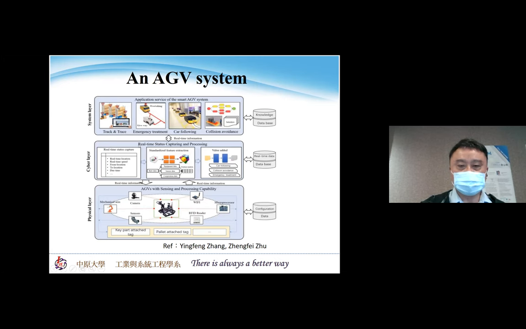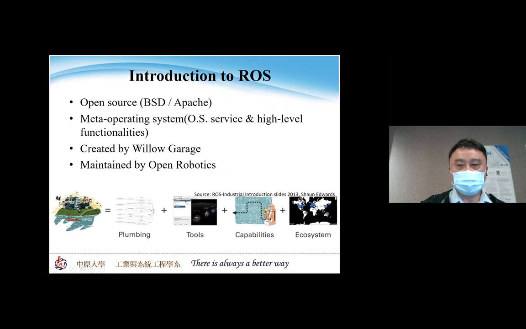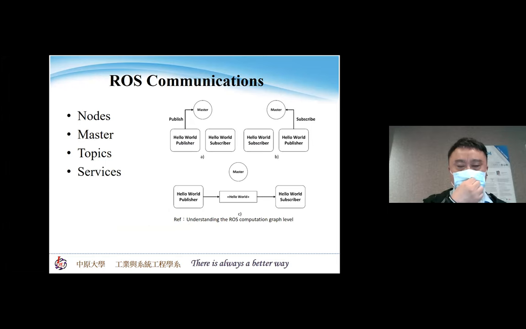Okay. So let's talk a little bit more about ROS, Robot Operating System. Why we want to use this one? Because it's open source, so it's free, okay? And it's a meta operating system, and it's created by Willow Garage and maintained by Open Robotics. You can see the reference here. And in this paper, why we want to use ROS is that it's open source, free, and basically the ROS nodes can communicate with each other. So that's why we want to use this system.